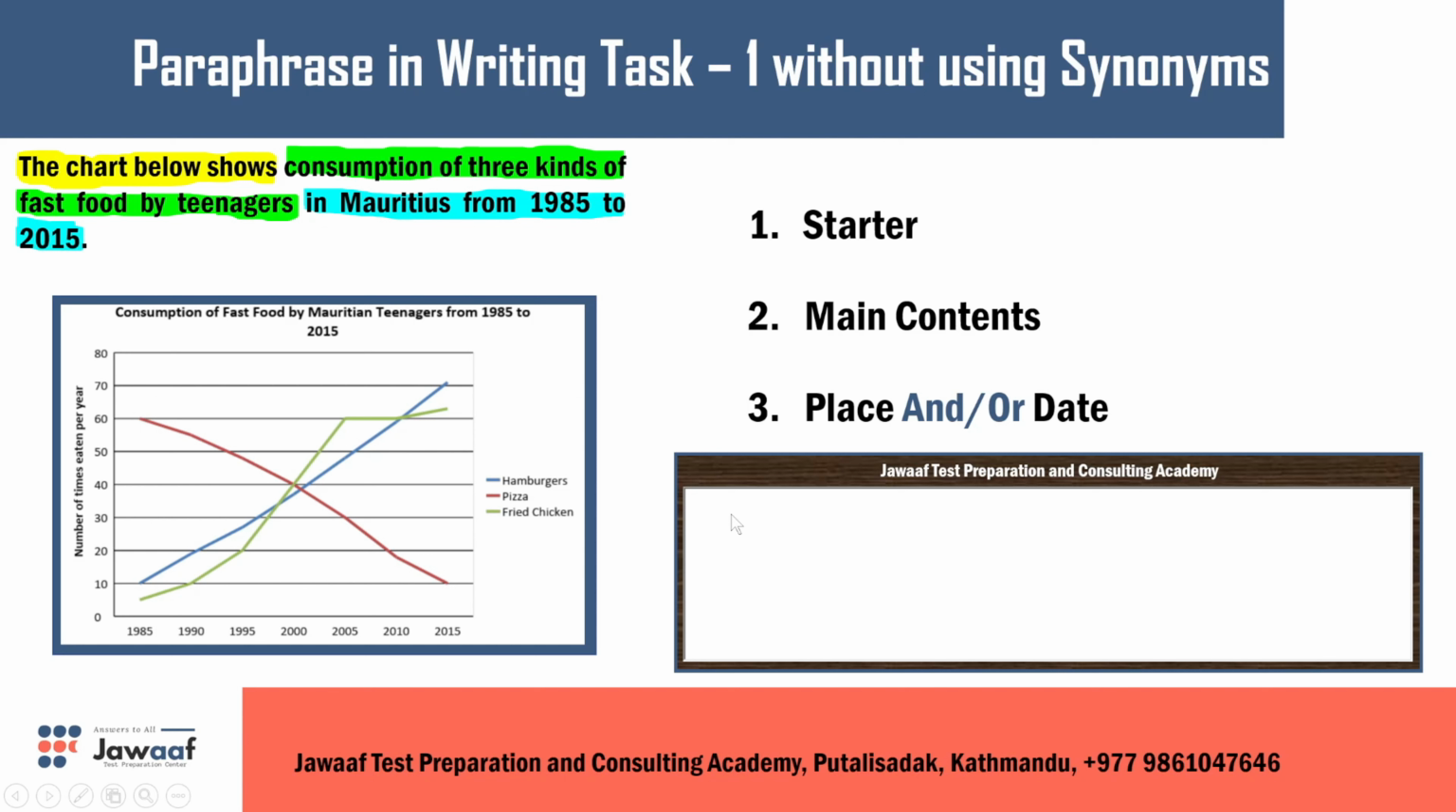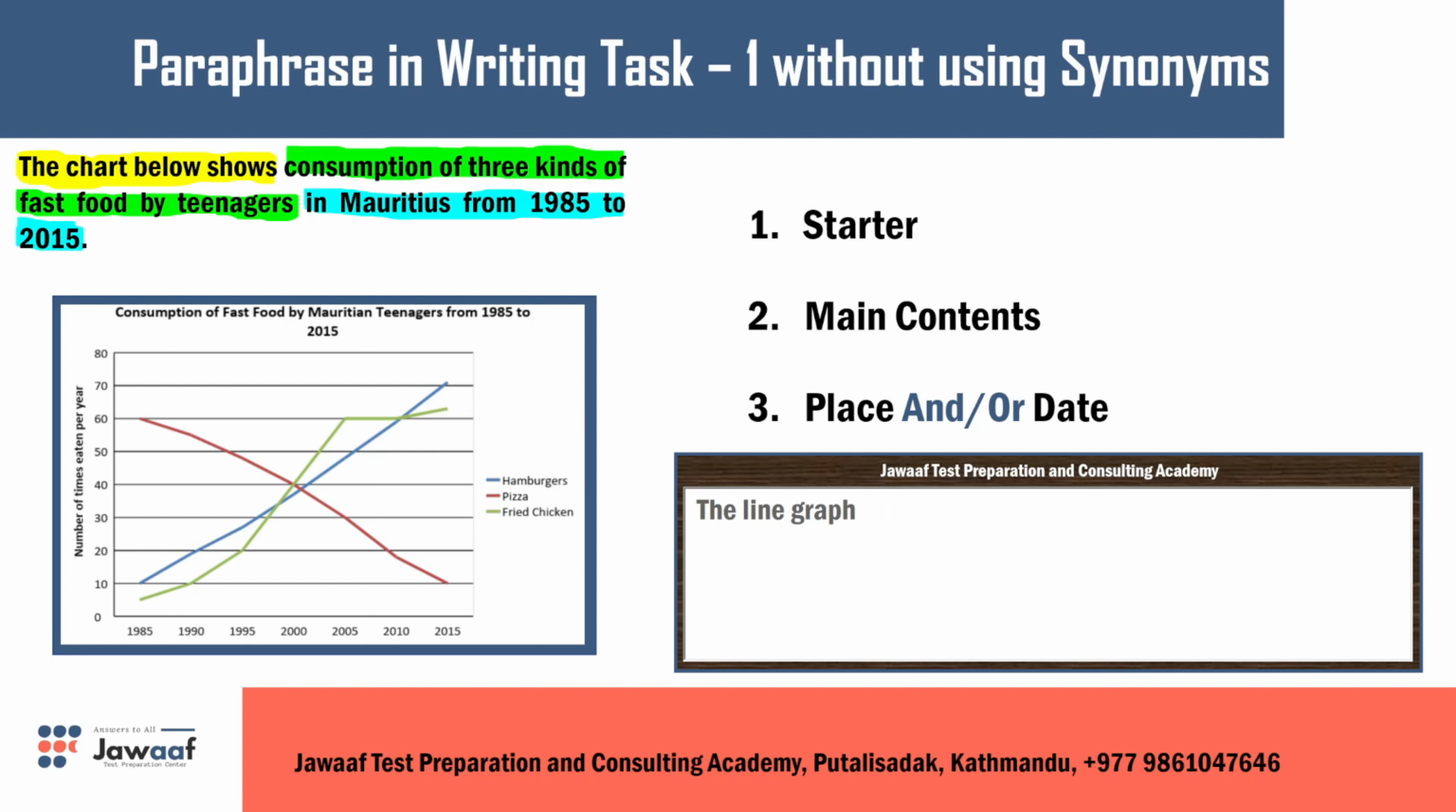So while paraphrasing, what do we do? The question says chart, right? If the question says chart, you need to write line graph. But if the question says line graph, just write graph. Okay, just try to be different. So the question says chart, that's why we are going to write line graph, and here we have the word below. Now we are not going to write the word below because we are not going to draw this diagram on our answer sheet. That's why we are going to omit this word.